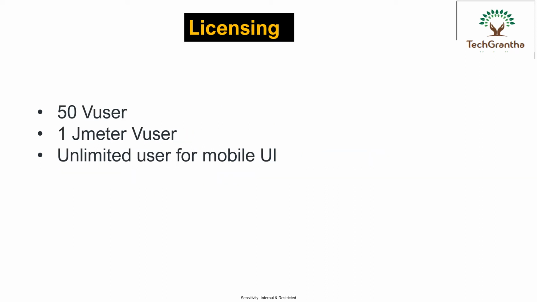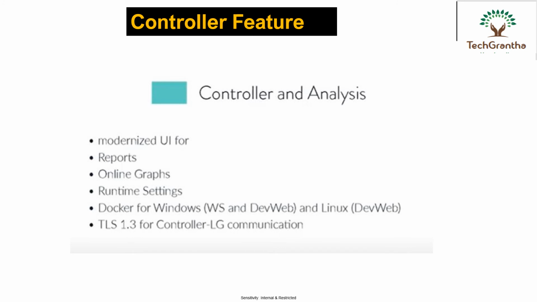Next comes licensing. LoadRunner has 50 users free of cost, and 1 JMeter user we can use for execution, and unlimited users we can use for mobile applications.